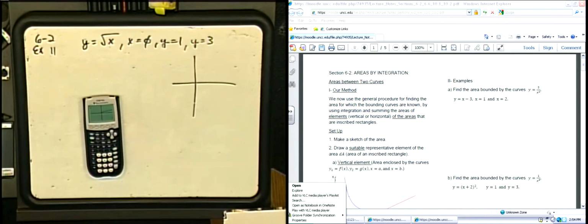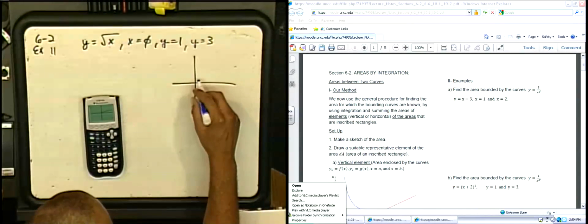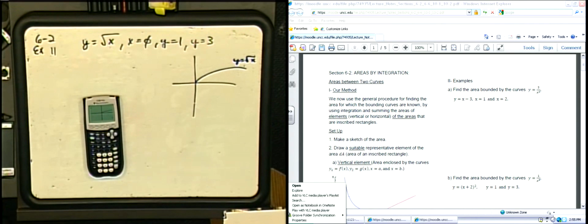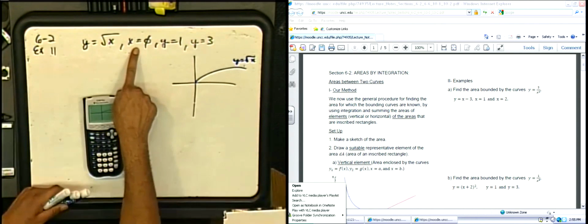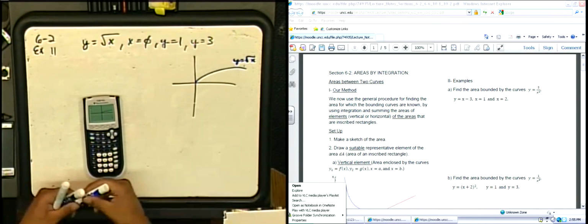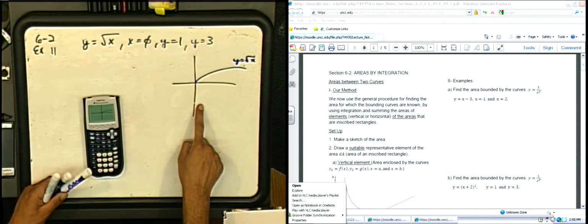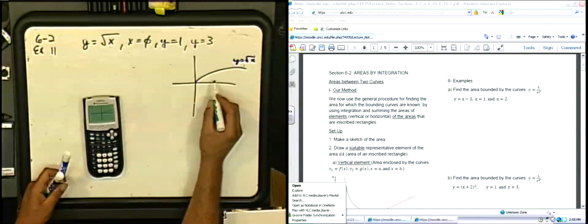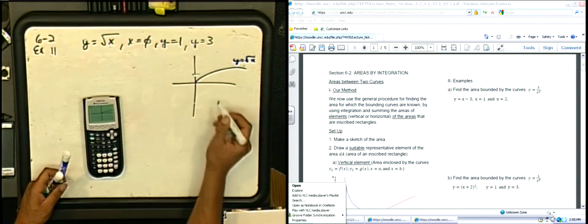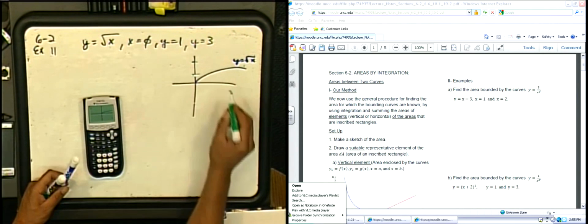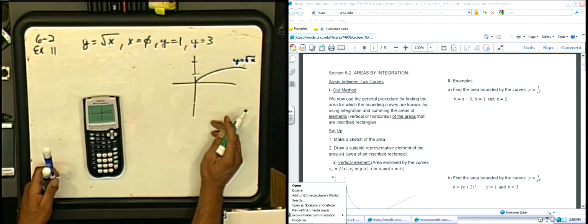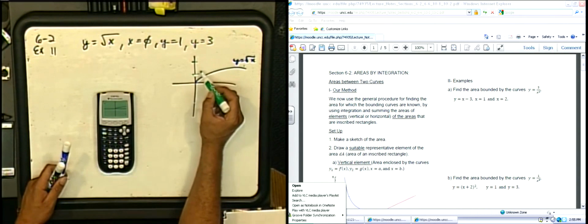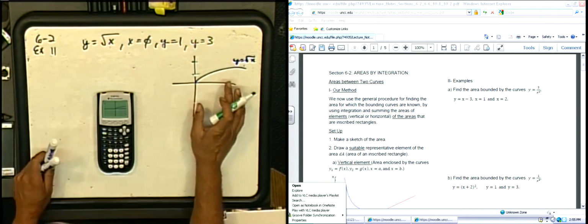X-axis, y-axis. Function: y equals square root of x. X equals 0 is the y-axis. Y equals 1 is right here. Y equals 3 is right here. You see how this drawing is not to scale.